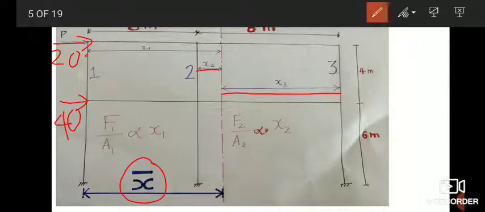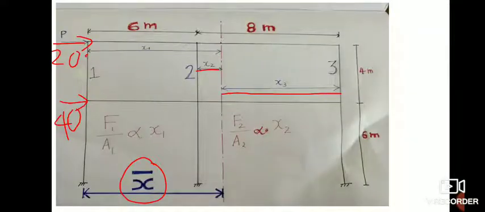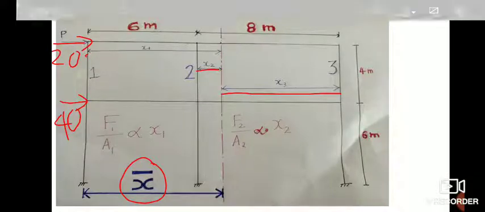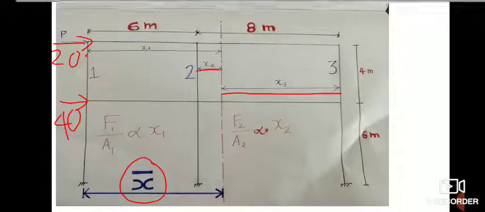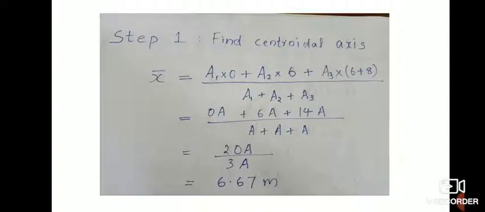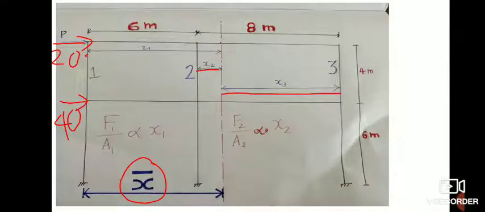I'll find the centroidal axis. The equation is similar, taking moment about the left end. So I am finding the distance x bar from the left end. For the first column, A1 into 0, A2 into 6. So this is column number 2, and the area of that one is A2 into 6, where 6 is the distance from the left end to that second column.